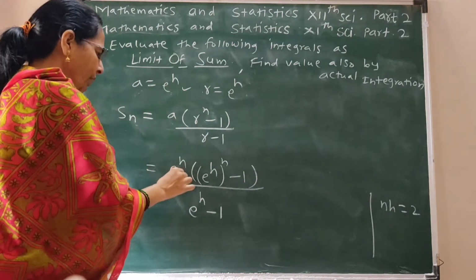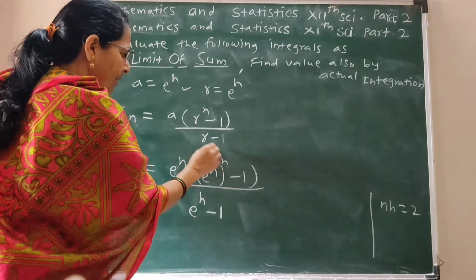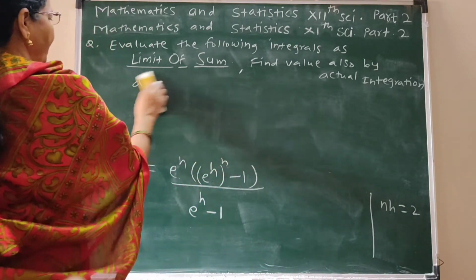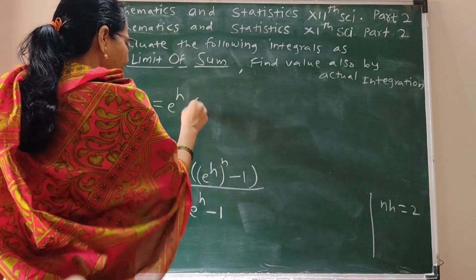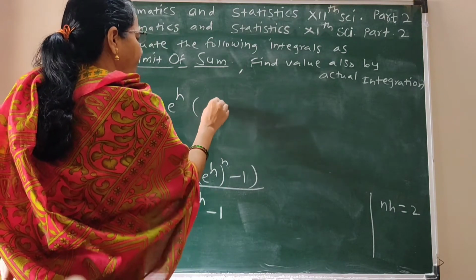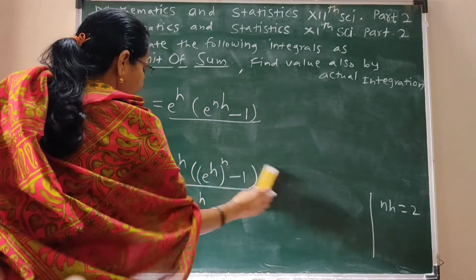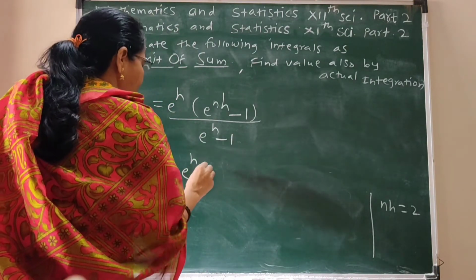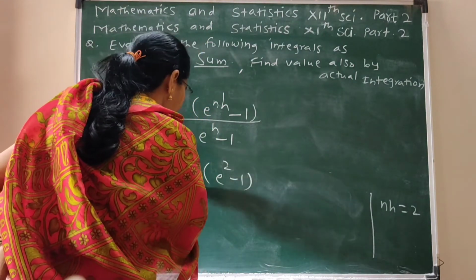So a is e^h, r is e^h, with index n minus 1, so the sum is e^h times the bracket (e^(nh) - 1) upon (e^h - 1). Here e^(nh) is e^2, since nh is 2, so we get e^2 minus 1.